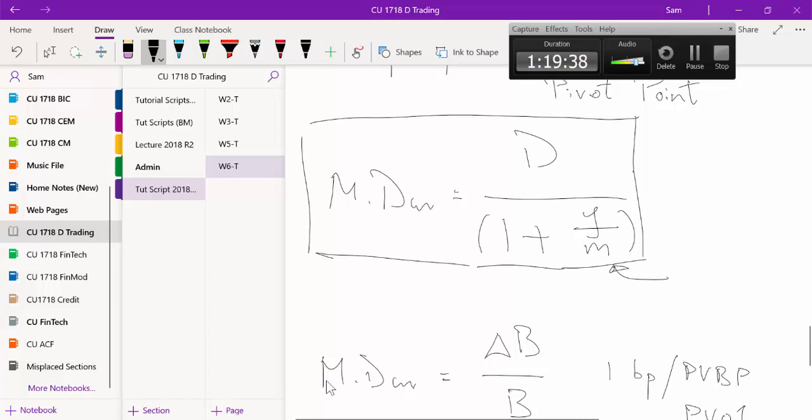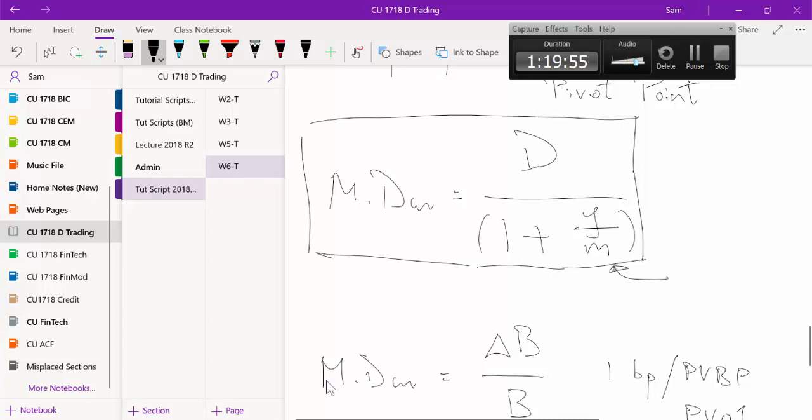Now, in the question, unfortunately, and I don't know if this occurred to you or not, they never really specified which duration they are asking. And there is a reason for that.